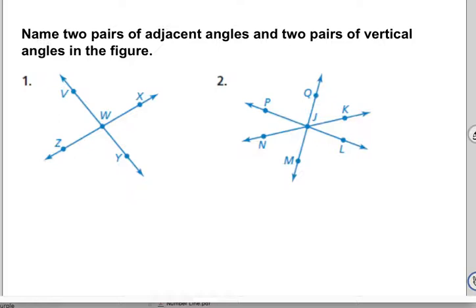Miss Rachel, does it matter what way you do it? She has YWZ and I have ZWY. It's the exact same angle, so it doesn't matter, okay?